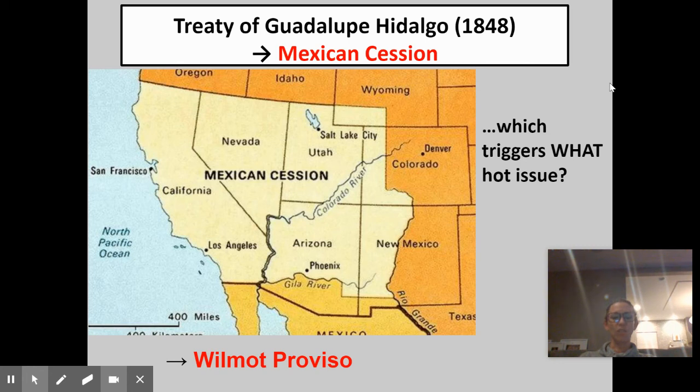This definitely shows that as we get more land, that whole slavery debate is just going to be magnified, because now the debate becomes, what do we do with that new land? Is it going to be slave states or free states?